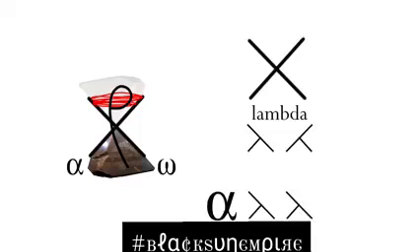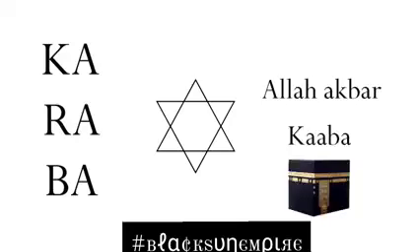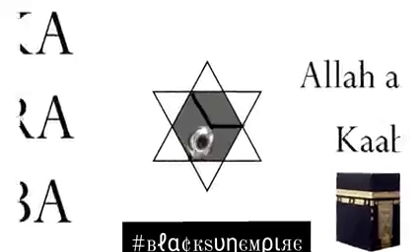The alpha, the L and the omega. If you take the Karaba system and you have the word Allah Akbar, Akbar is an anagram of Karaba. The black box with the stone.